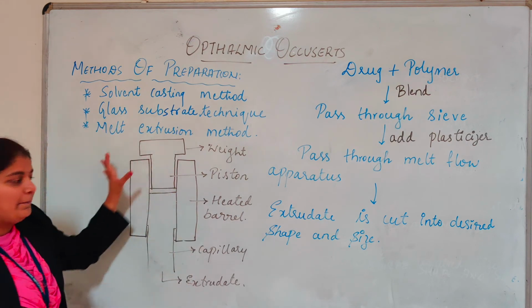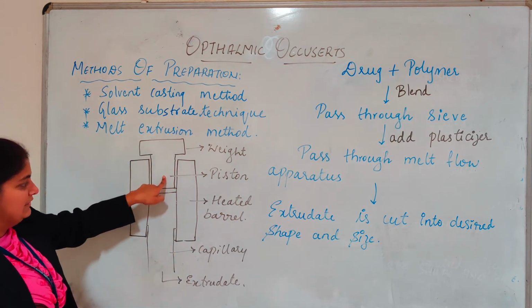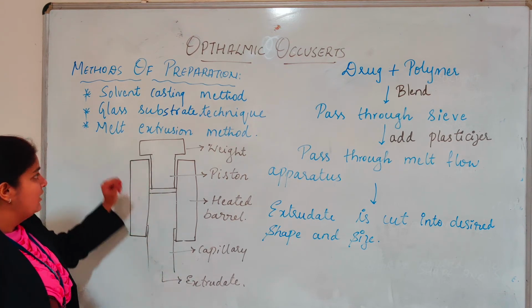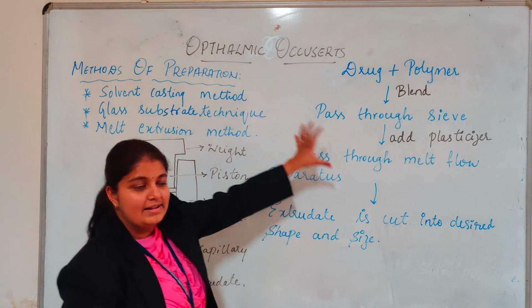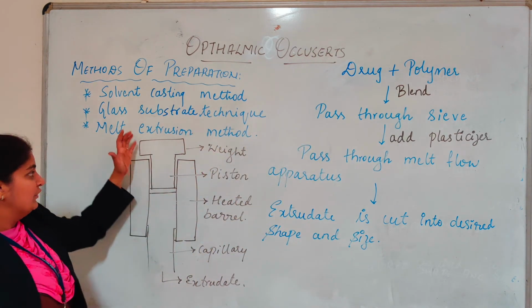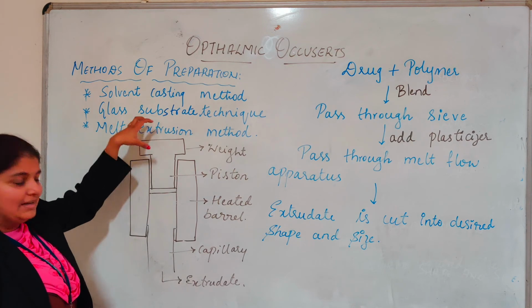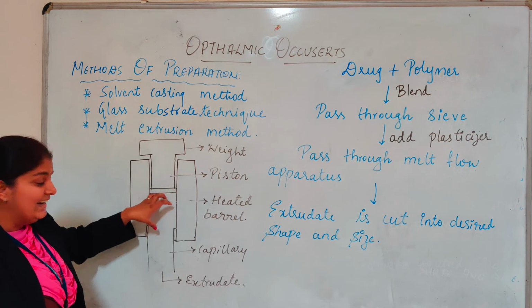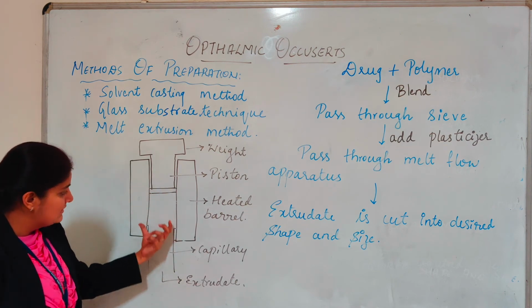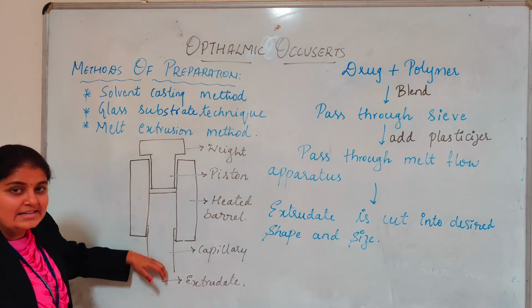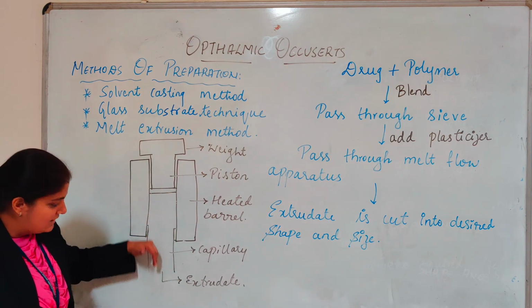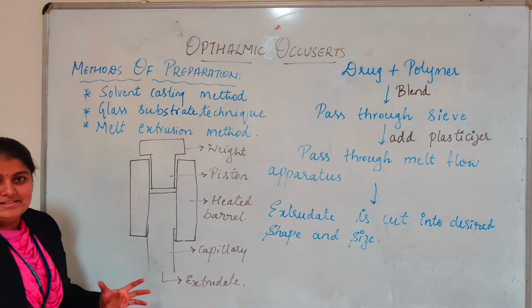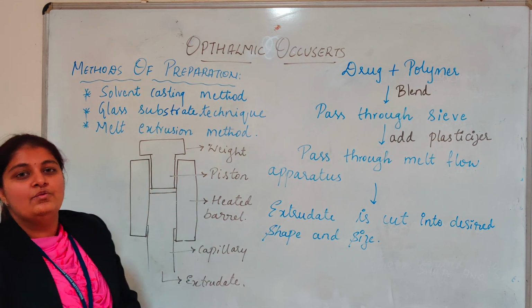As you can see, this is the apparatus. We have a weight, a piston, two heated barrels, and a capillary through which the extrudate passes. Whatever content we have prepared, we put into this apparatus and adjust the required weight. When we adjust the weight, the piston starts moving downwards. Because of the heated barrels, the content is usually semi-solid in nature and starts moving through the capillaries. Once the extrudate starts coming out, we cut it to the required size and shape. So these are the three different methods involved in the preparation of occuserts. Thank you.